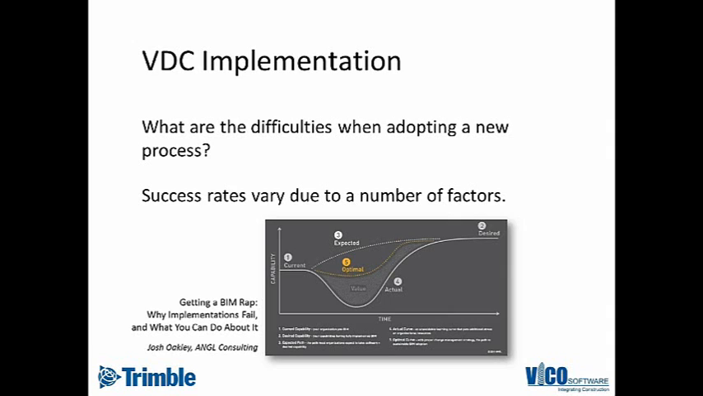The diagram that you see on the screen is a graph that came from a great article by Josh Oakley that was published, I think, about a year ago or so, and he describes some reasons behind suboptimal results that people saw after implementing BIM, Building Information Models. And a big factor, he states, is that it's an organizational change. It's a change in how your people and processes work and behave in your organization.